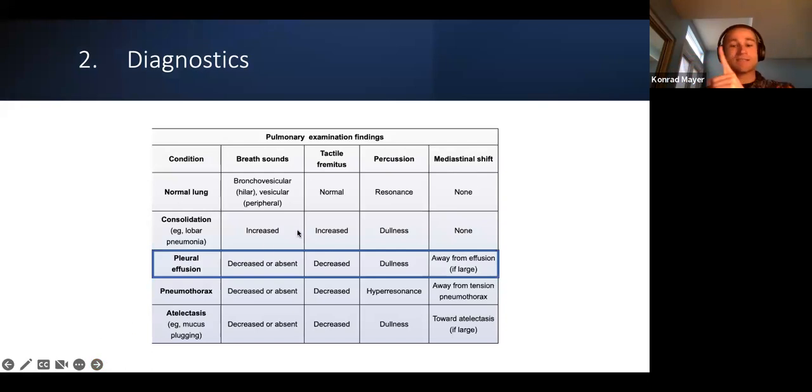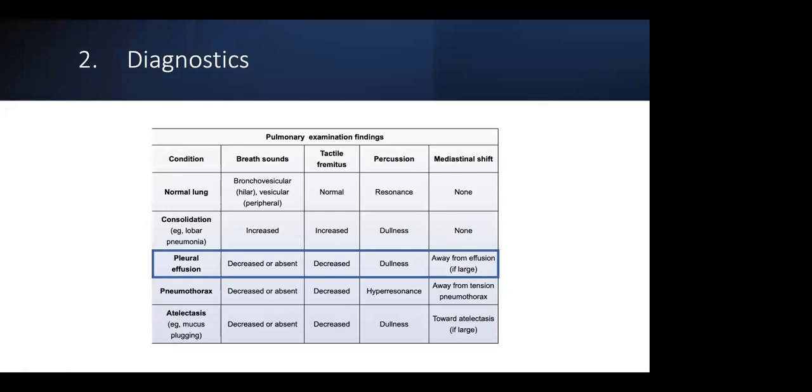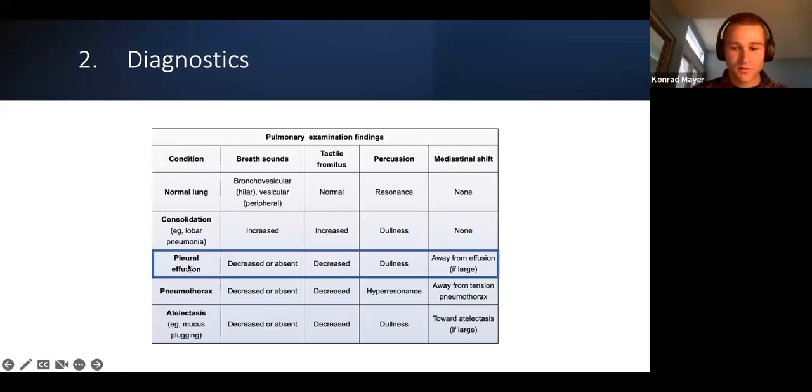No, this is okay. This is a slide I put in for you to study. It is for future reference. We're right here in the pleural effusion category, and as I said, everything is decreased or absent: decreased tactile fremitus. Percussion is dull. Mediastinal shift is away from the effusion. That is not as important because it is very rare and the pleural effusion has to be very large.